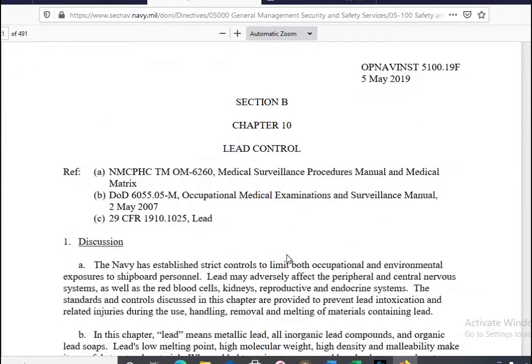So boom, if the advancement exam question was, what is chapter Bravo 10 in OpNav instruction 5100.19 Foxtrot? Lead control. So I already went through the instructions, so I have my paper copy in front of me, so I'm just going to read off the things that I highlighted.